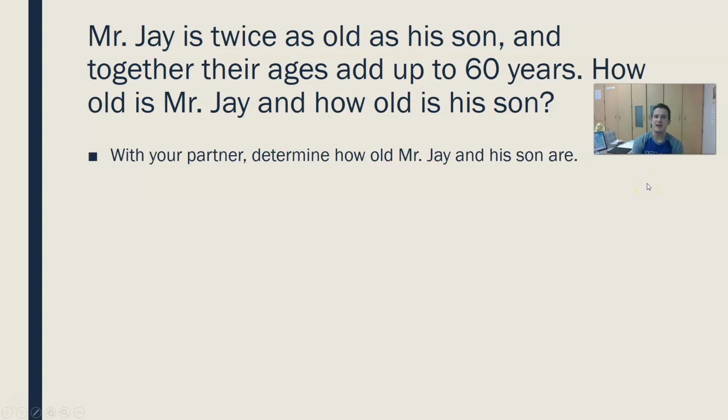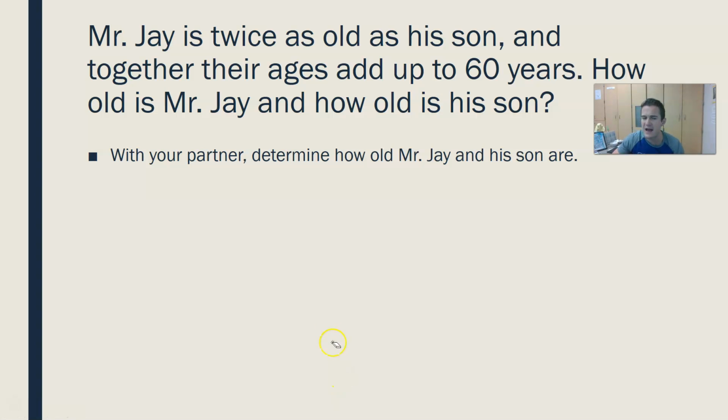Mr. J is twice as old as his son, and together their ages add up to 60 years. How old is Mr. J, and how old is his son? So I want you to think about that. Think about how old Mr. J is. Think about how old his son is, and think about how you'd be able to find that out.